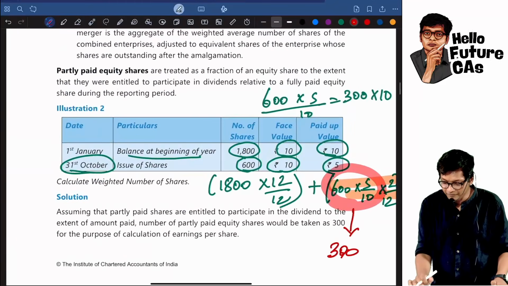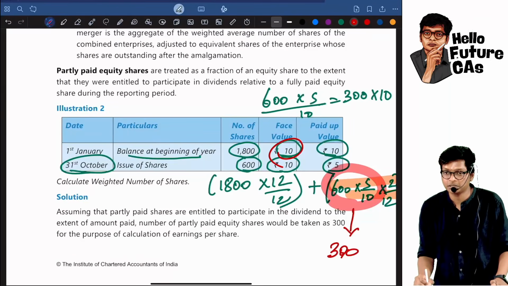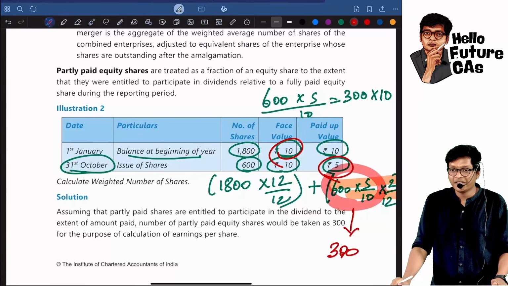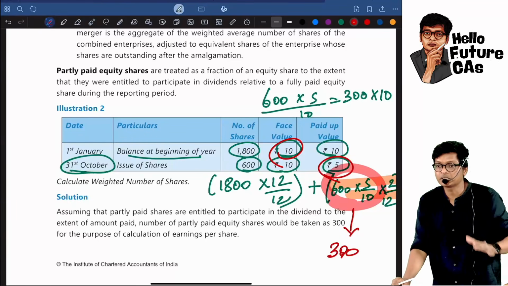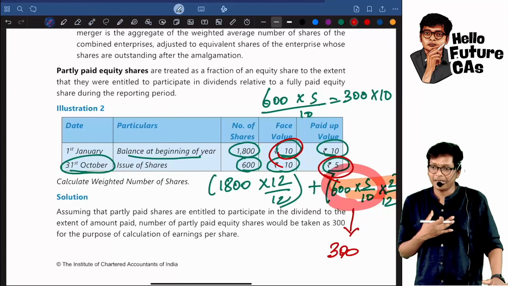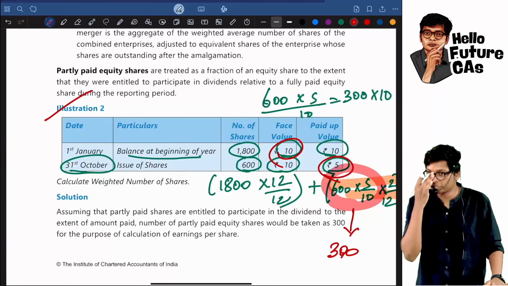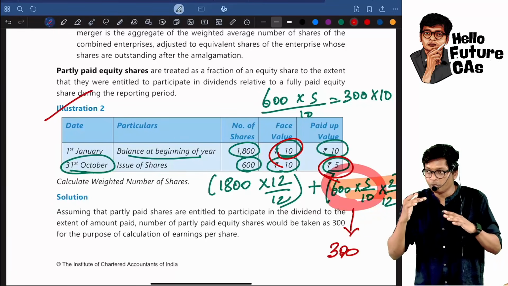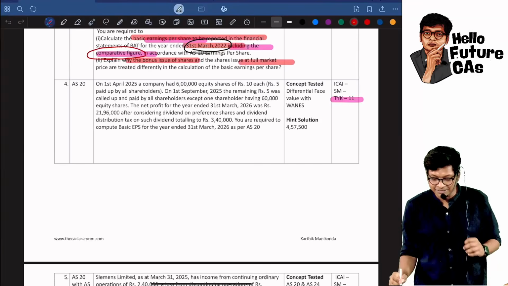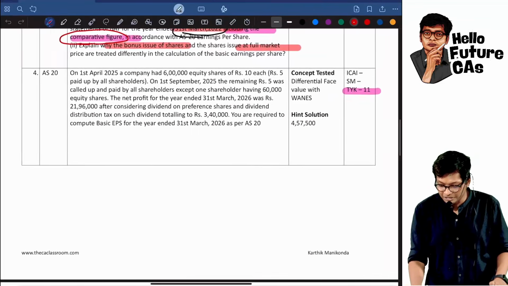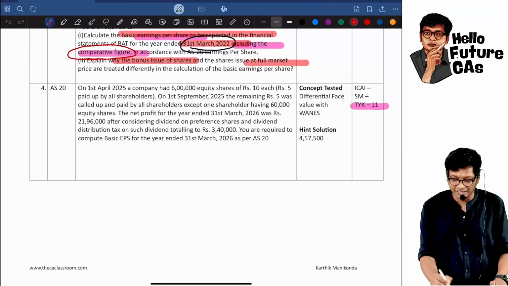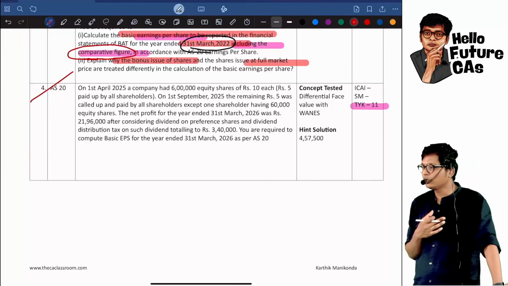So convert everything either to 10 rupees or convert everything to 5 rupees, and then you apply Vains. Are you getting it? Keep this in the back of the mind. This is a basic illustration too. Like how bonus came in the previous sum, this adjustment can come in any sum. Now, ICA test your knowledge question 11, question number 4. Are you all with me, guys?